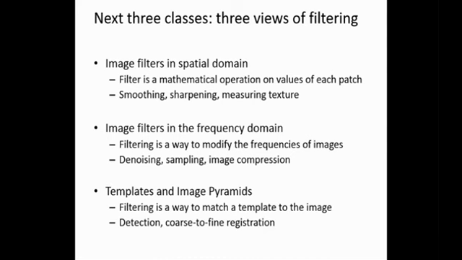So today and in the next two classes, we'll talk about image filters in the spatial domain, where filtering is a mathematical operation on the values of each patch. So we can do smoothing and sharpening and measuring texture. On Thursday, we'll talk about filtering in the frequency domain, where we think about it instead as a way to modify the frequencies of an image, for denoising, sampling, and image compression, for example. And then the following Tuesday, we'll talk about templates and image pyramids, where we use filtering as a way to match a template to the image. So we can do detection and coarse-to-fine registration.